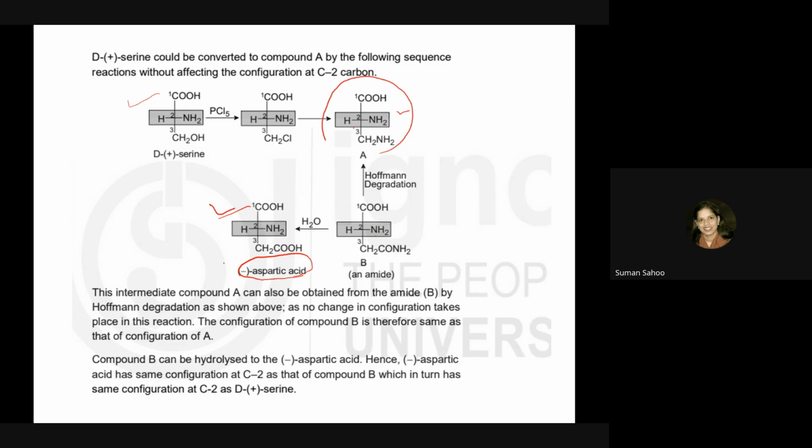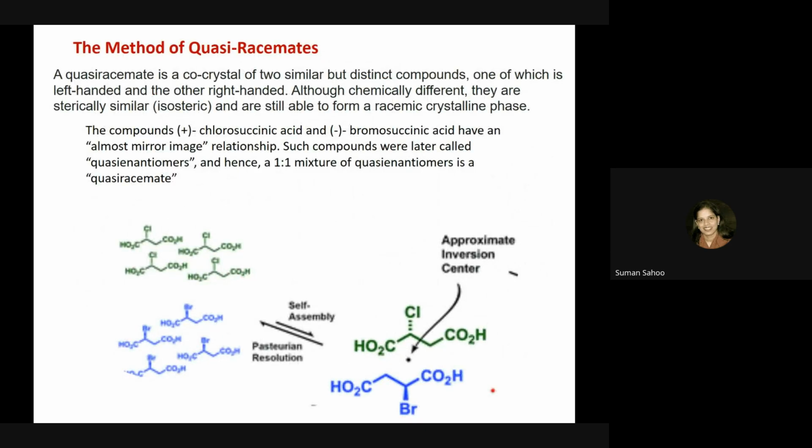So by that we can say that this aspartic acid has the configuration in which the NH2 group is on the right hand side, as in your D-serine. So you can correlate through chemical transformations. Then there is another method where you can determine the configuration of your compound or molecule.